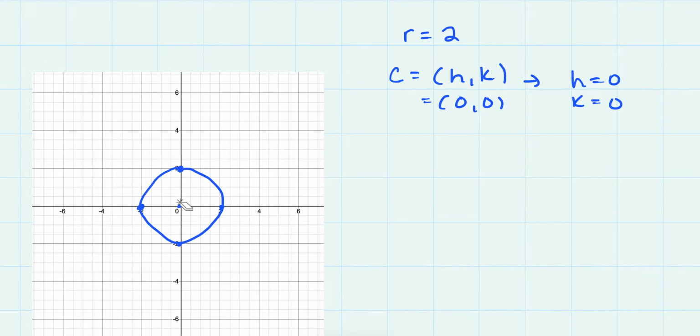Of course, this center point is not part of the circle. The circle is all the points on this line here. The center is not a part of that circle. It just helps you make the circle.